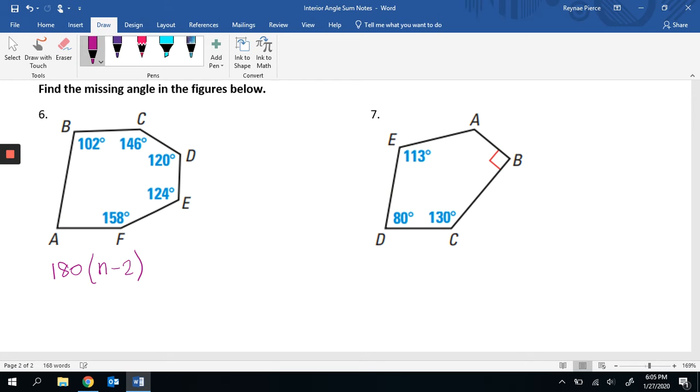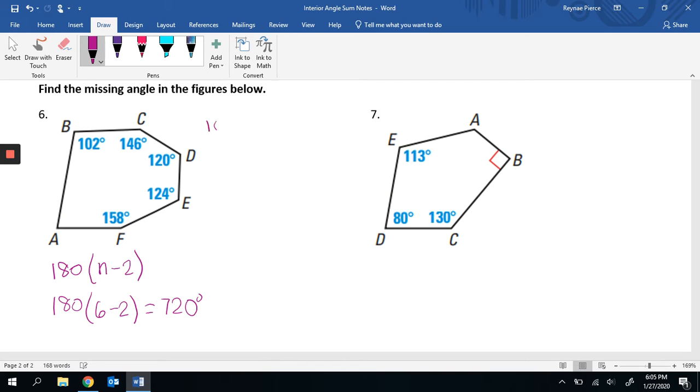Equation. Okay, we have 1, 2, 3, 4, 5, 6 sides. So 6 replaces n. 6 minus 2 is 4. 180 times 4 is 720. Okay, so I'm supposed to have 720 degrees inside this hexagon.